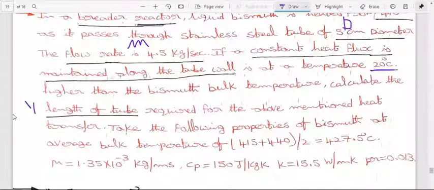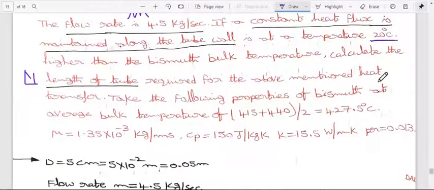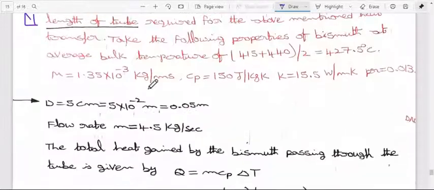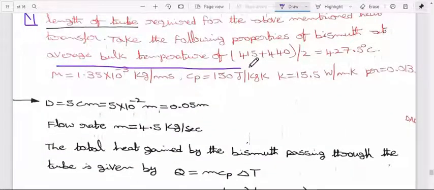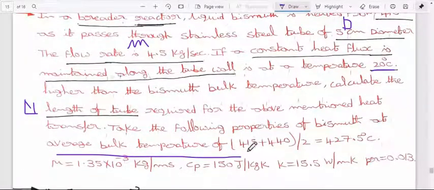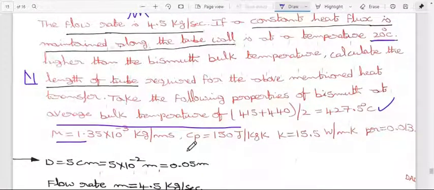Calculate the length of the tube required for the above mentioned heat transfer. Take the following properties. Here the 415 property values are given. The average bulk mean temperature is 415 plus 440. Here the 440 value is not mentioned. 415 plus 440 by 2 is equal to 425. This is the bulk mean temperature. So the mu value is given, the Cp value, the K value and the Prandtl number are mentioned.